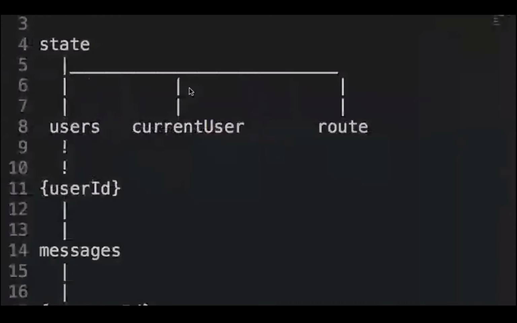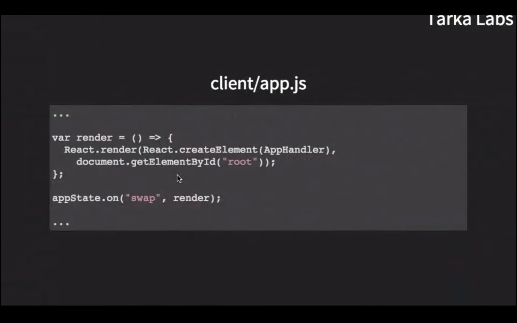The state tree in our messaging app looks something like this. We have the state, we have users, current user, and route. The users have multiple users, each with a user ID. Under a particular user, we'll have messages, and we'll have multiple messages with a message ID each. So when we are rendering, as you can see, this is the app.js, which shows that whenever the app state tree gets updated or touched, we basically re-render the entire app.